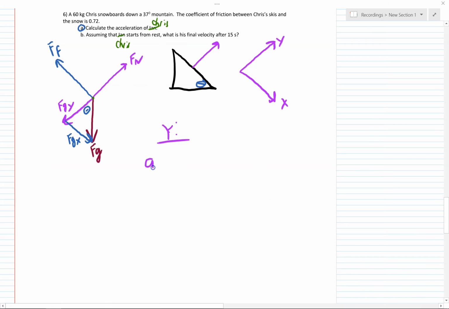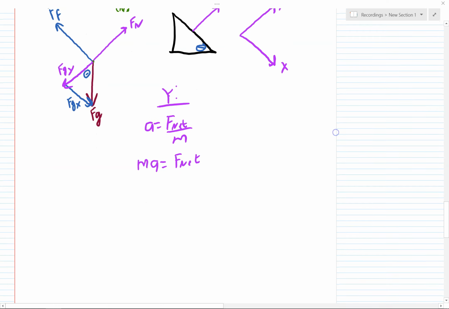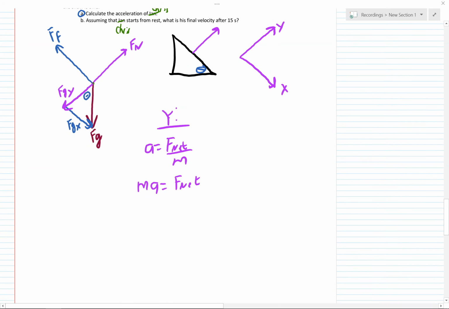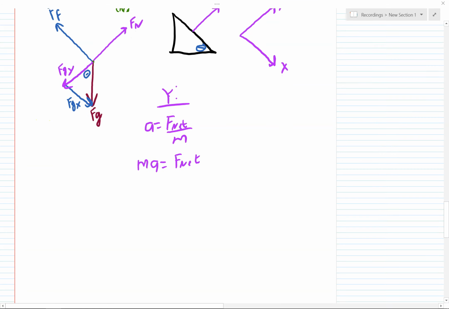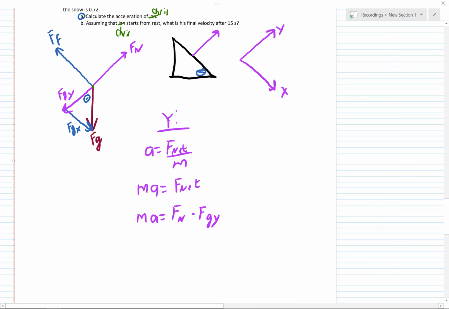So let's see here. Newton's second law: a equals F net over the mass. Same thing, multiply both sides by the mass. ma equals F net. Now we want to break down F net. So we have two forces in the y direction. Fn is going positive. Fgy is in the negative y direction. ma equals the normal force minus Fgy. In this case, Chris/Ian is not accelerating in the vertical direction. They're going down the mountain, which is in the horizontal direction. ma goes away.